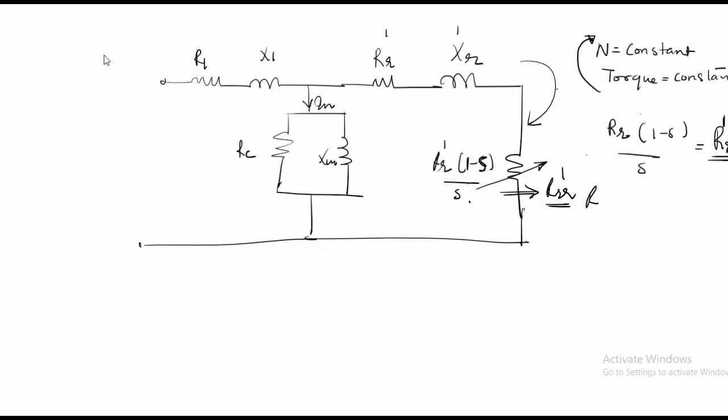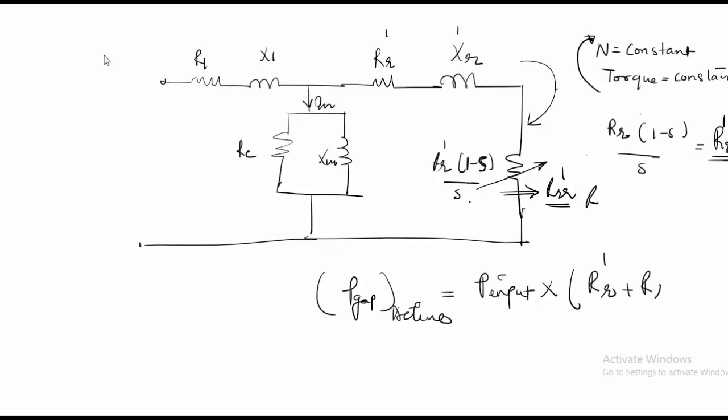So your power developed across the gap is always found out as the active power, and that power is the power input into whatever my resistance is, which is RR dash plus R of RR dash.